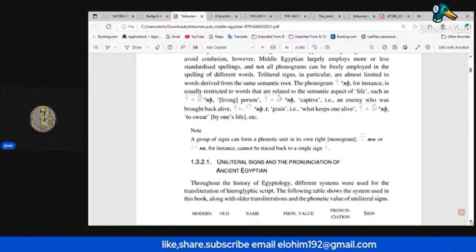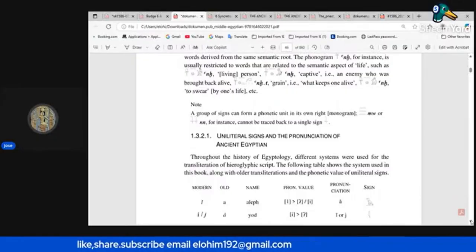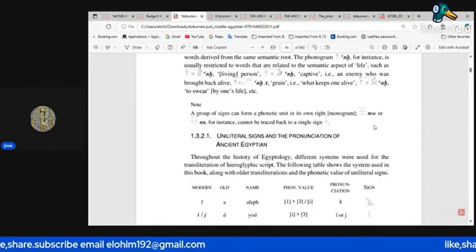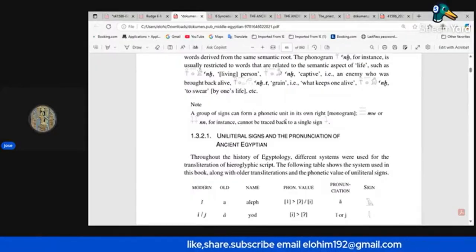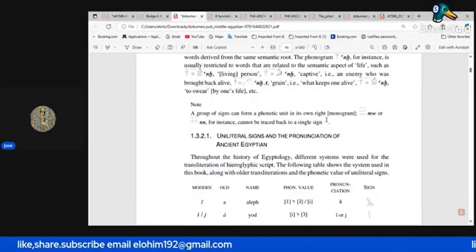A group of signs can form a phonetic unit in its own right. So these three wavy lines say mu or nna, for instance, cannot be traced back to a single sign, which I think is a shukran.